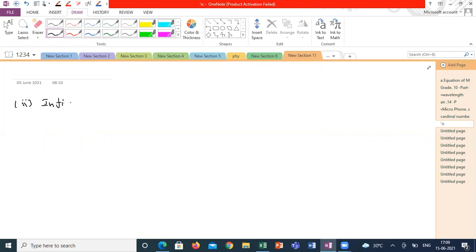The second one is the infinite set. Can anyone define it by seeing its name? The number of elements is not finite. Your statements may be different, but the meaning of all your statements is the same. A set with an infinite number of elements, or the cardinal number of the set is infinity, or the cardinal number of the set is not defined. All this comes under infinite set. A set which is not finite is called an infinite set.